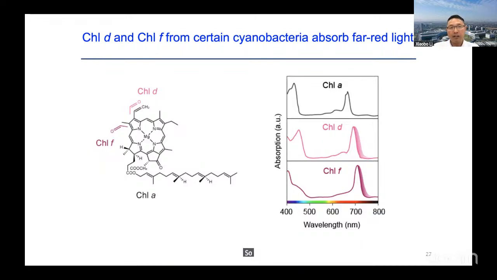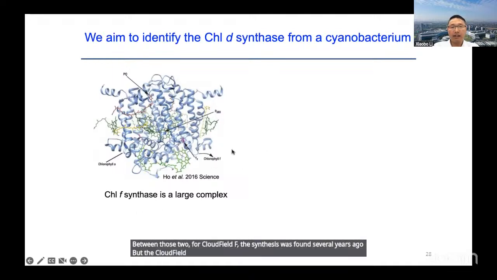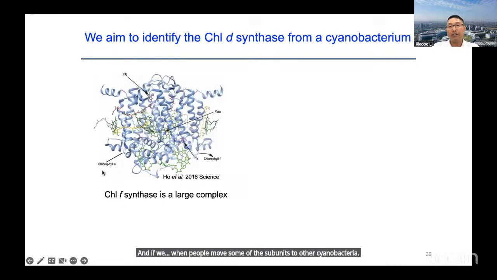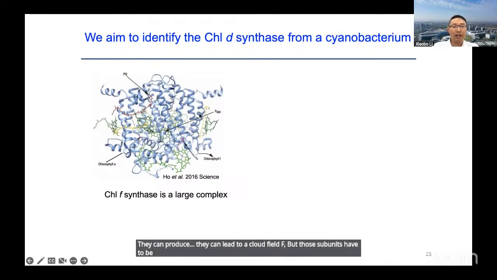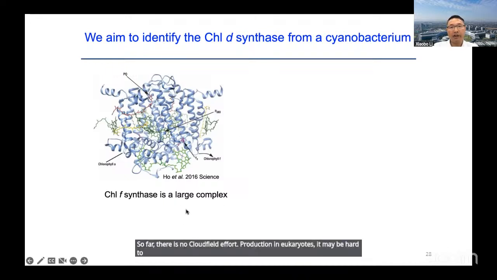So they also have interesting translational potential. Between those 2, for chlorophyll F, the synthesis was found several years ago. But chlorophyll F synthesis is actually distinct from most other enzymes. It's actually a large complex, basically a mutated photosystem 2. When people move some of the subunits to other cyanobacteria, they can lead to chlorophyll F, but those subunits have to be assembled into the large complex. So far, there is no chlorophyll F production in eukaryotes. It may be hard to make such a complex in eukaryotes.